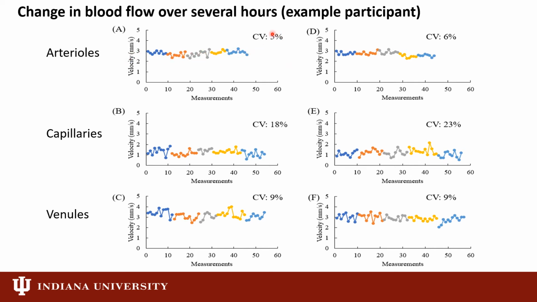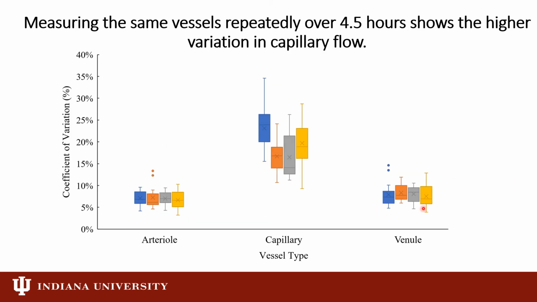We get a coefficient of variation of 5%. Another day, we get a coefficient of variation of 6%. Venules, we get coefficient of variation of about 9%. But the capillaries are varying a lot, 18 to 23% in their blood flow. And this is basically what we saw before, but now we're showing it over long time periods without changes in visual stimuli.